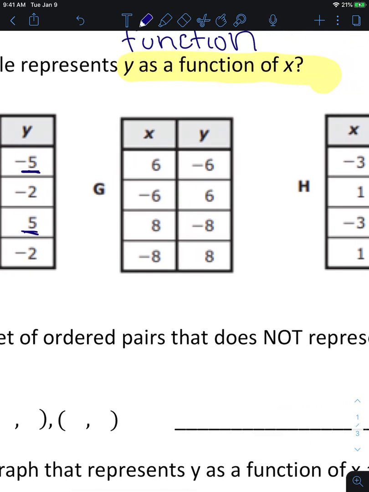Looking at option G, we have 6, -6, 8, -8. So no x's are repeating. So this could be an answer choice. So I'm going to put a question mark.